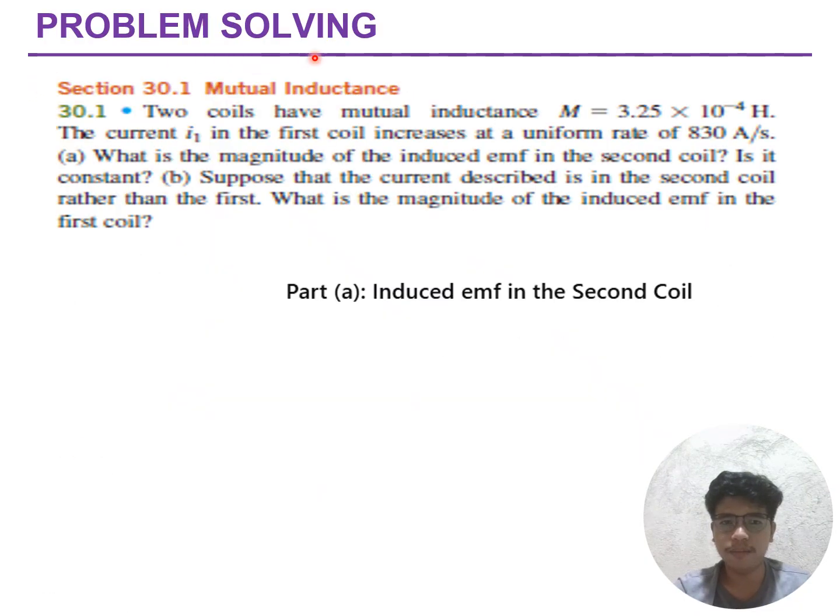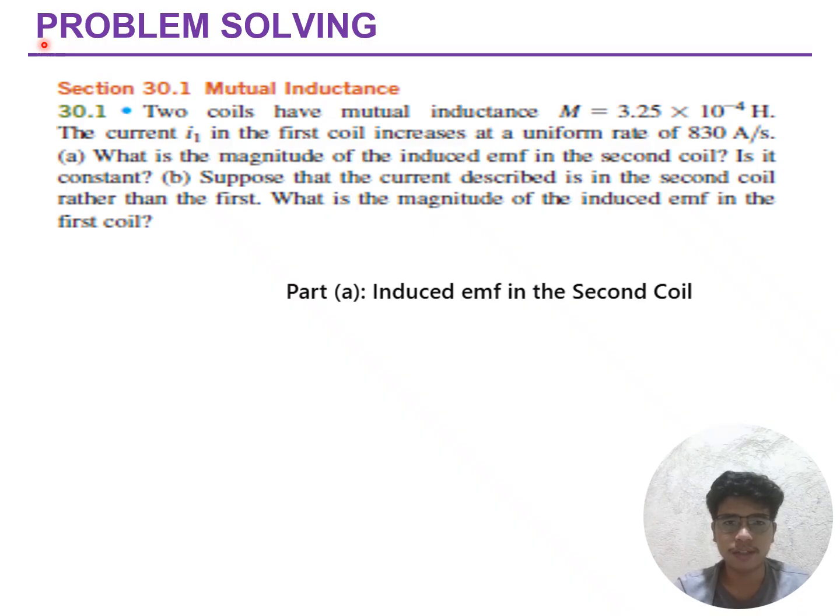Now let's do a problem solving. In section 30.1, mutual inductance, two coils have mutual inductance M equal to 3.5 times 10 to the power negative 4 Henry. The current I in the first coil increases at a uniform rate of 130 amperes per second. A. What is the magnitude of the induced EMF in the second coil? Is it constant? And B. Suppose that the current described is in the second coil rather than the first. What is the magnitude of the induced EMF in the first coil?